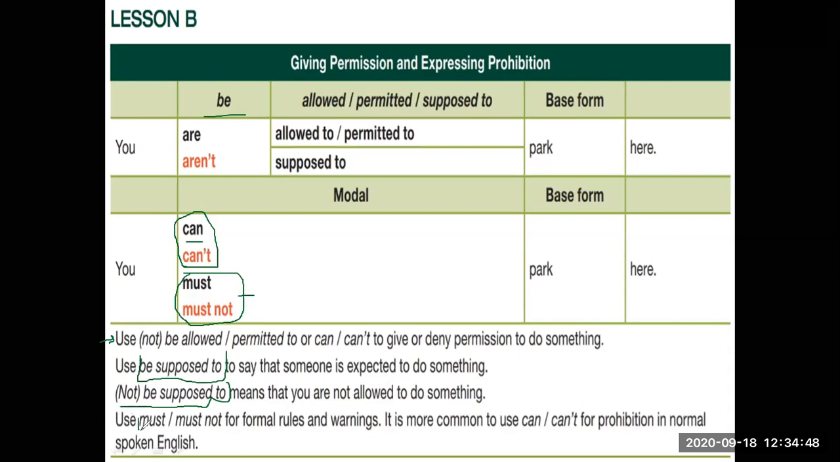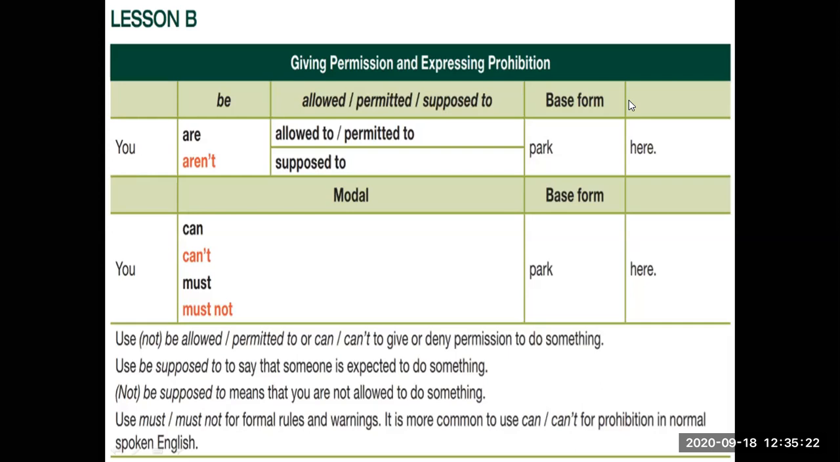Use must or must not, mustn't for formal rules and warnings. It is more common to use can or can't for prohibition in normal spoken English. You can't do this. You can't do that. But when it's more formal, you use must or must not, mustn't. I think this grammar is very easy because we normally use it when we are speaking, even in basic English, right?